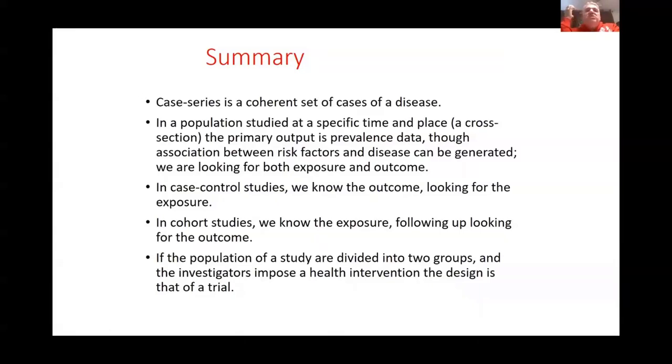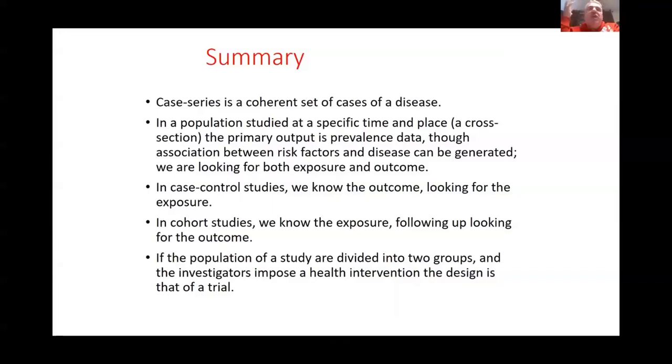In summary, a case series is a set of cases of a disease. In a population studied at a specific time and place, we call it cross-sectional. Always the primary output is prevalence data, though association between risk factors and disease can be generated, because we are looking at both exposure and outcome. So in a cross-sectional study we can talk about association between exposure and disease, but not causation, not at all. Do not use the word cause when discussing the results of your cross-sectional study.